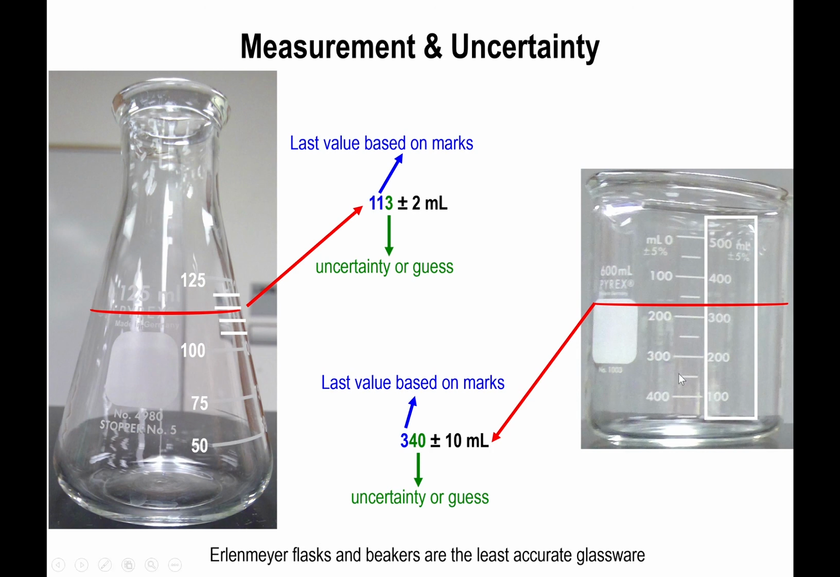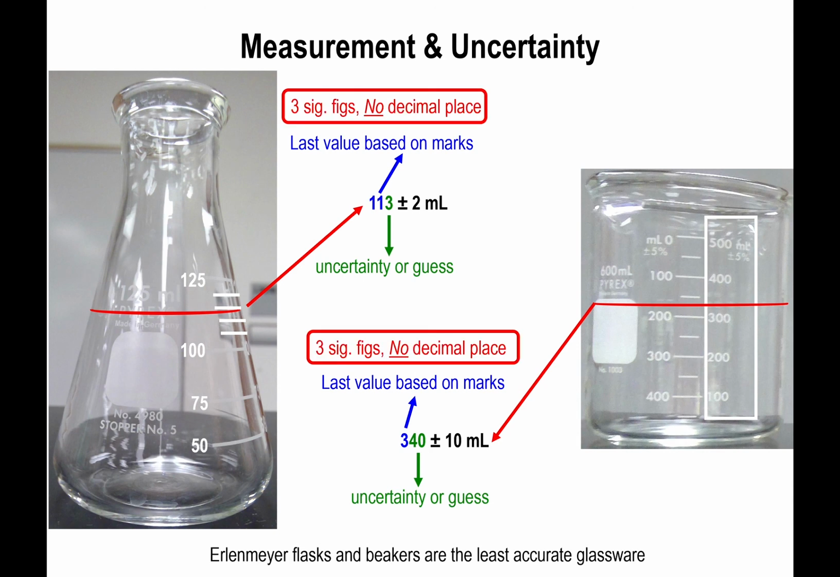So long story short, beakers and Erlenmeyer flasks are going to be good for carrying out reactions and for transferring liquids, but they're not good for actually measuring the volume of liquids, especially if you're counting on precision in your measurements. All right, so no decimal place for either of these two measurements.